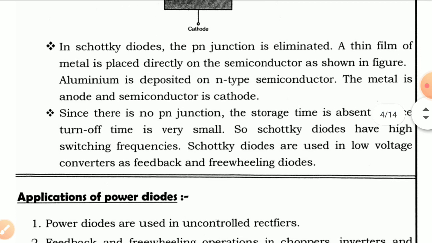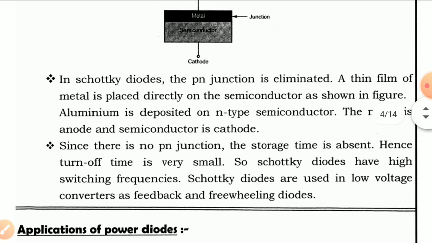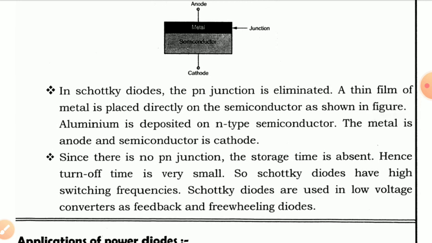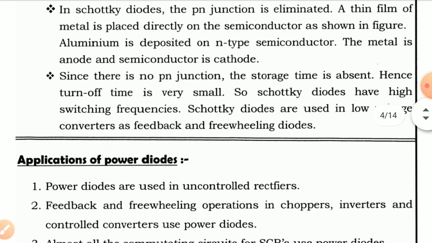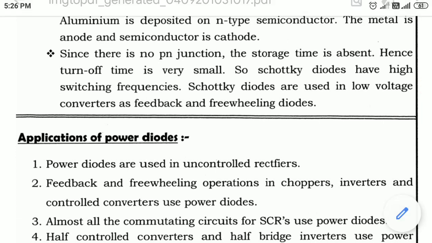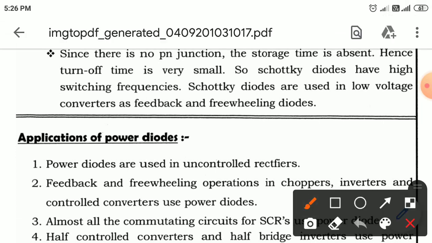In Schottky diodes, the PN junction is eliminated. A thin film of metal is placed directly on the semiconductor, as I have shown here. Aluminum is deposited on the N type semiconductor. The metal is the anode and the semiconductor is the cathode. Hence there is no PN junction, and the storage time is absent.